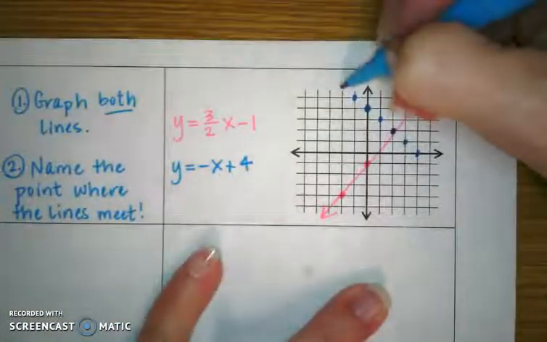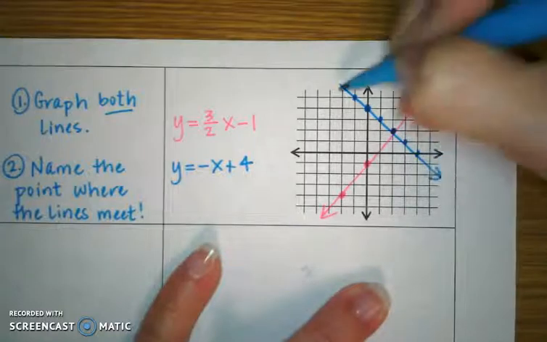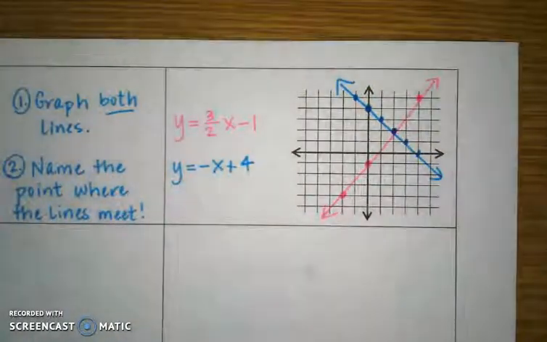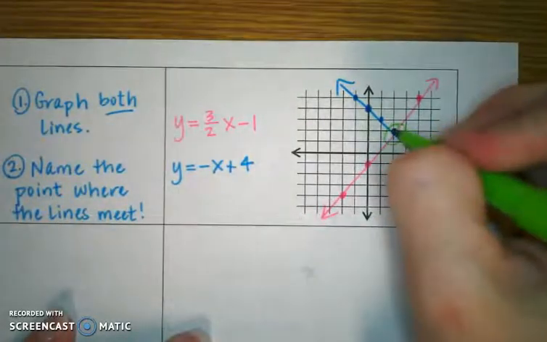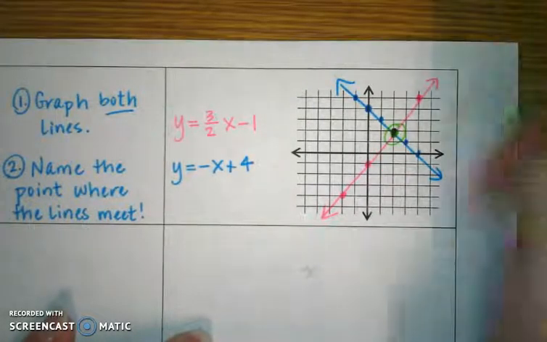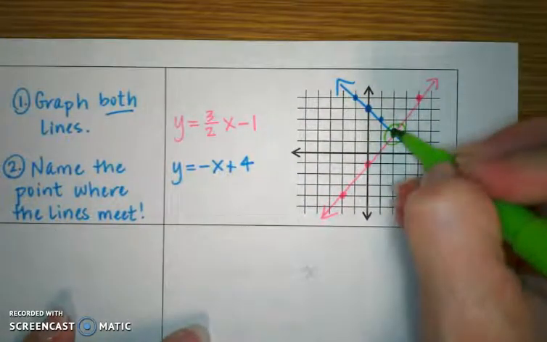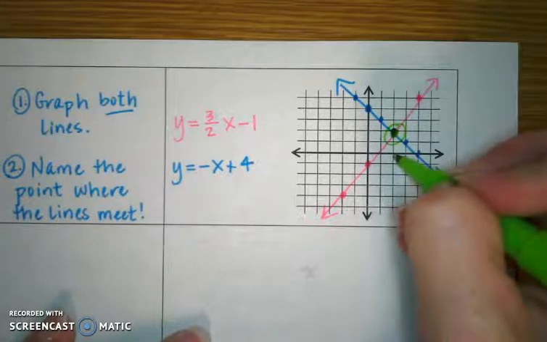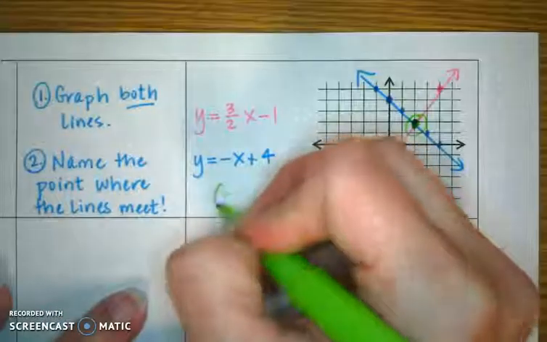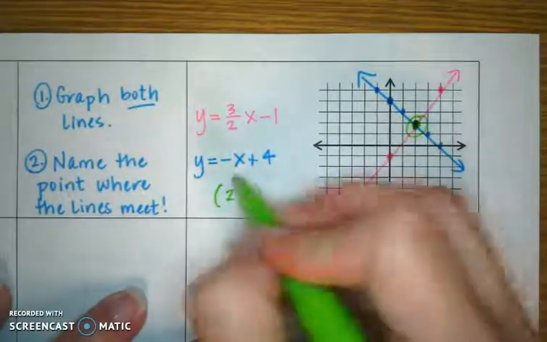So now I'm going to draw that line, and you can see that these 2 lines met right here at this point. So the solution to this problem is going to be the ordered pair for this point, which looks like 2, 2. So the solution would be 2, 2.